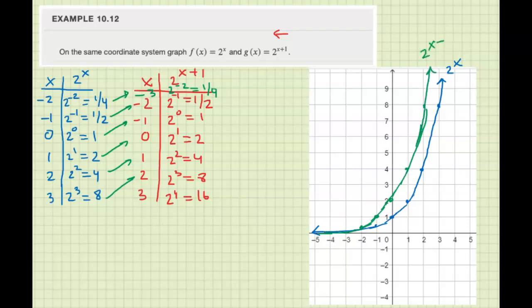So this is 2 to the x plus 1. Okay, so you can see these points match, but they're at an earlier x. So here was x is 0, but here it's at x equals negative 1. Here it was at x is 1, but now that point is at x is 0. Okay, so everything got moved 1 unit to the left.